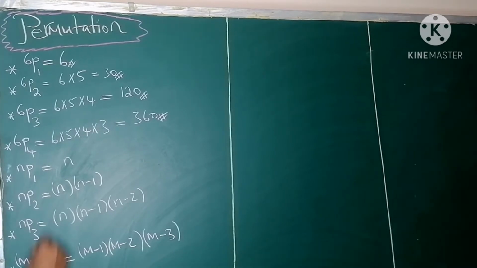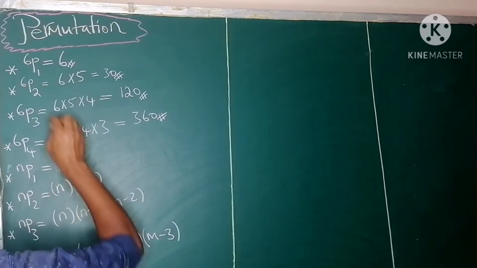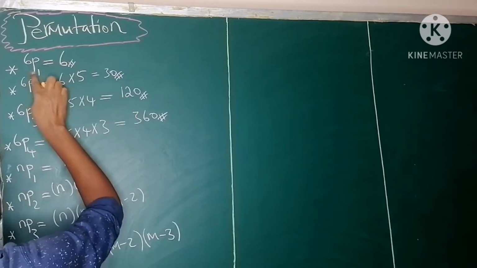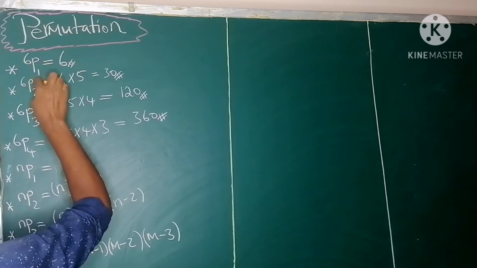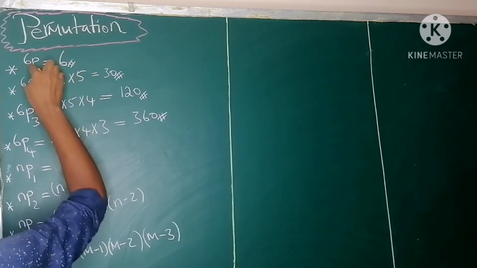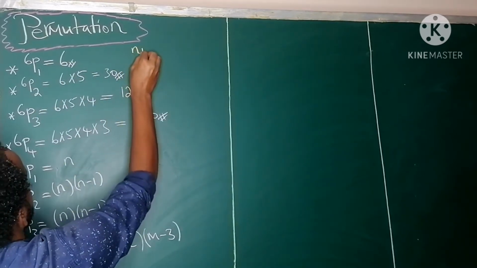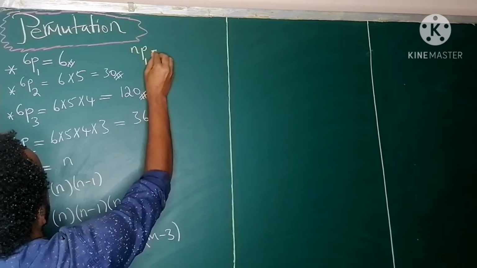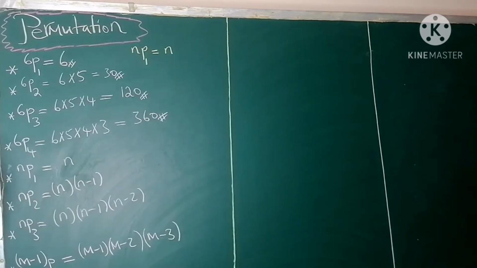What you should know is that 6P1 equals 6. So definitely 7P1 is 7, 8P1 is 8, 9P1 is 9. So in general we can say nP1, where n is any natural number, will be equal to the same natural number.